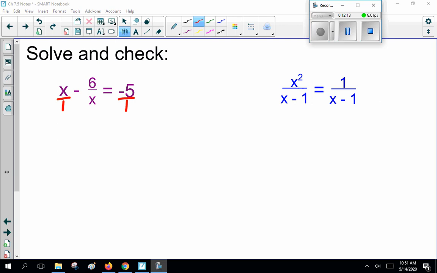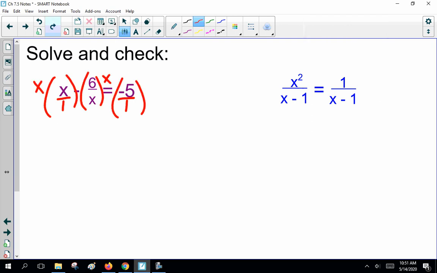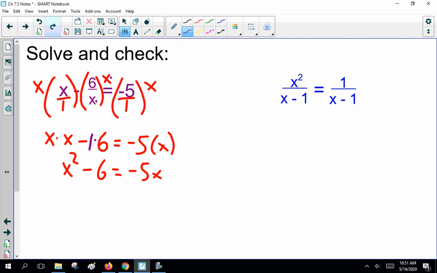Okay, ladies and gentlemen. So my common denominator is 1 times x, or x. So I multiply each term by x. The first term becomes x times x. Now notice in the second term, it's x divided by x, which cancels out. So this is 1 times 6. And minus 5 times x. So this becomes x squared minus 6 equals minus 5x.